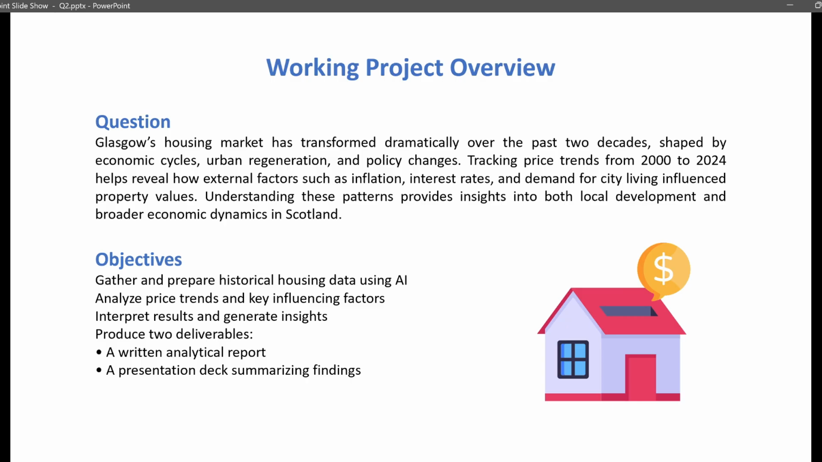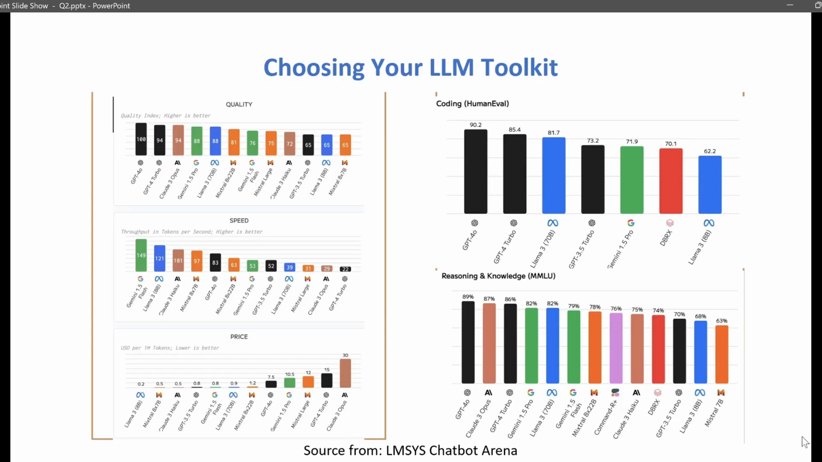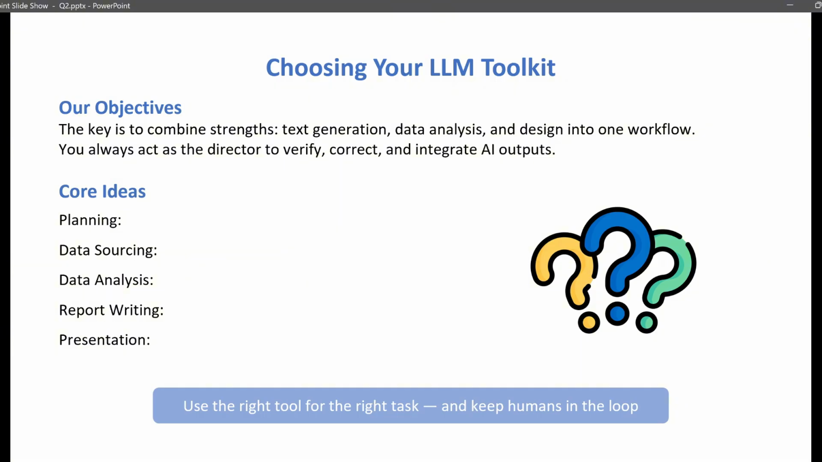Let's move on to the selection of your LLM toolkit. There are now many strong options: ChatGPT, Claude, Gemini, and Copilot, each with its own strengths. For example, ChatGPT is excellent for structured writing and reasoning. Claude often handles long documents with strong summarization, while Gemini and Copilot integrate tightly with Google and Microsoft ecosystems. When selecting tools, you need to think strategically, using high-performance models where precision matters, such as analysis and interpretation, and lighter, cheaper models for a large number of repetitive and exploratory tasks.